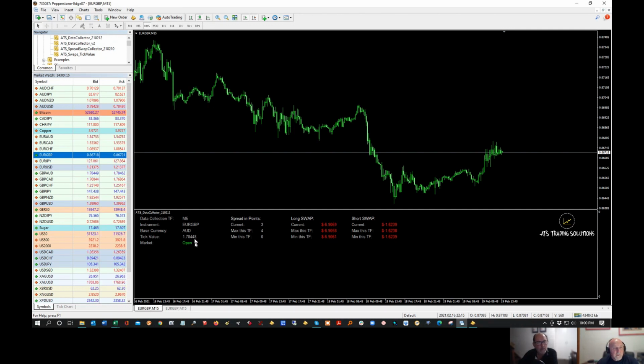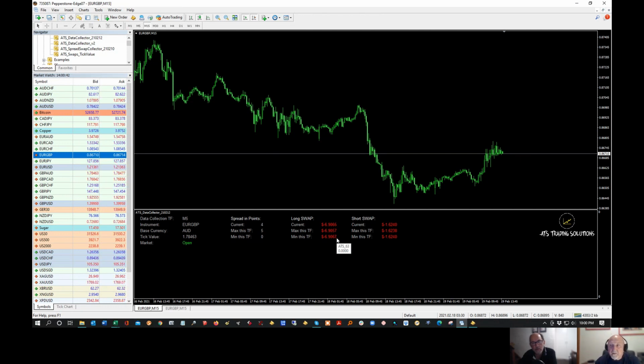So you can see here, it's data collecting on M5, so it's looking at the M5. It's giving us the spread in points, so the current spread is 1, but over this 5 minute bar, it's been as high as 4 and as low as 0. And similarly, we've got the long swap and the short swap, and you can see they also bounce around. So there's a current swap and maximum minimum for this bar. Yes. And that's effectively all it's doing.